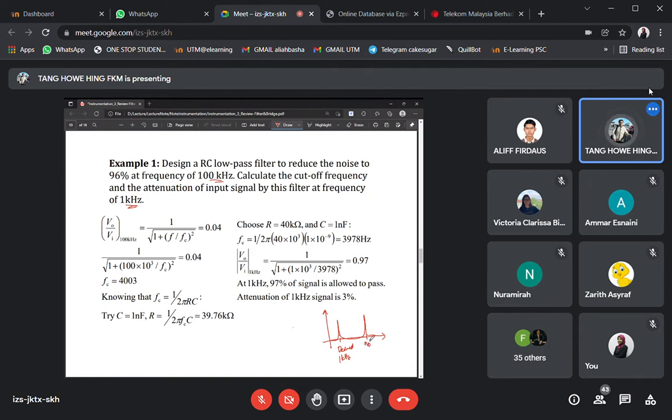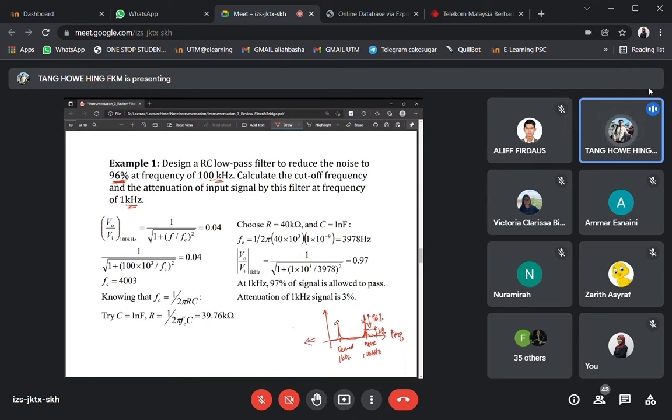So that is the noise, right? The noise is at 100 kilohertz, and we want to eliminate this noise, so that eventually we only have a clean desired signal at 1 kilohertz. And it is telling us we want to design a low pass filter so that we can cut this magnitude. 96% of this magnitude has to be removed, and only 4% of it is allowed to go through.